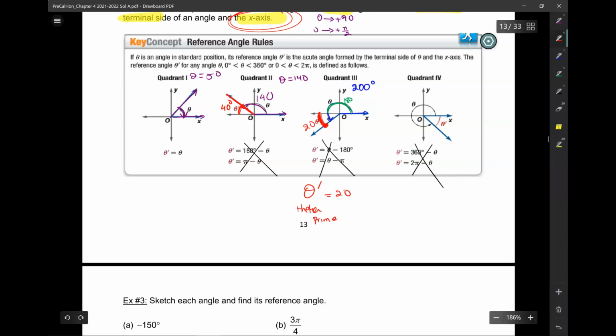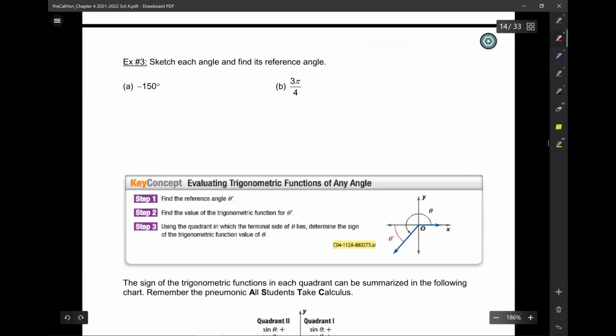Equals 20. And then suppose I have an angle of 300 here. How much more to go over to the nearest x-axis? 60. Okay? All right. So, let's do some reference angle business.